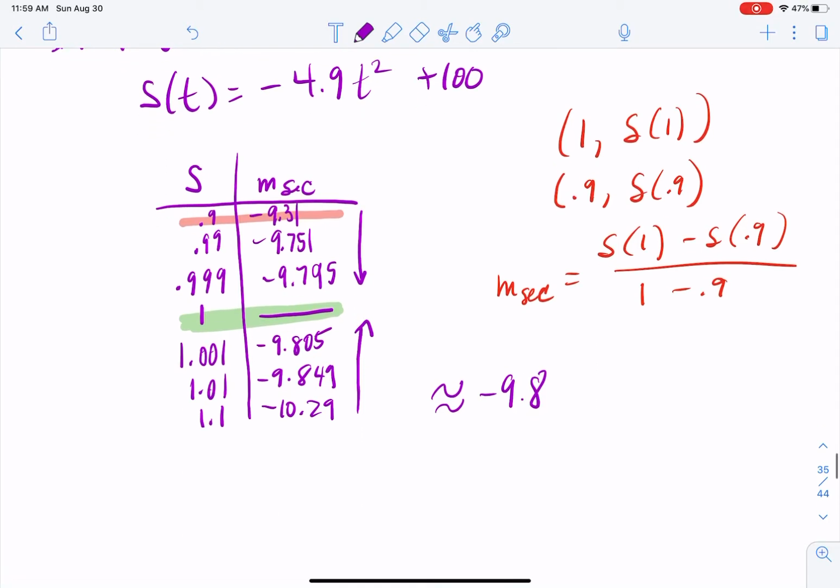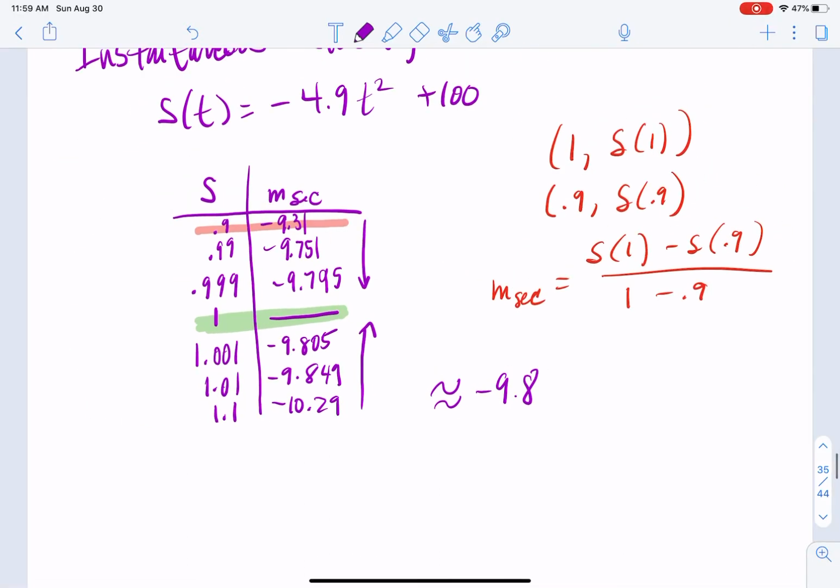What are the units here? Well, the units are going to be exactly the same that they were on the average rate of change, because we did the same exact slope. We're just doing smaller and smaller increments here. Like this change in time is getting smaller and smaller. It's approaching 0 here, meters per second.